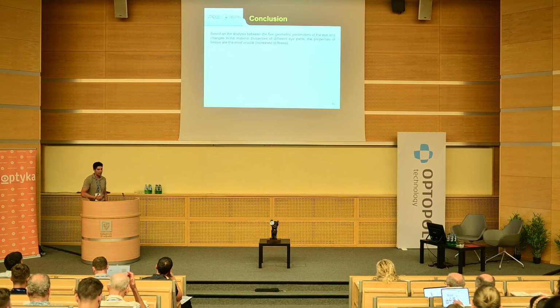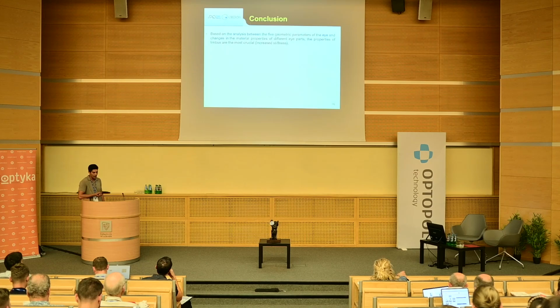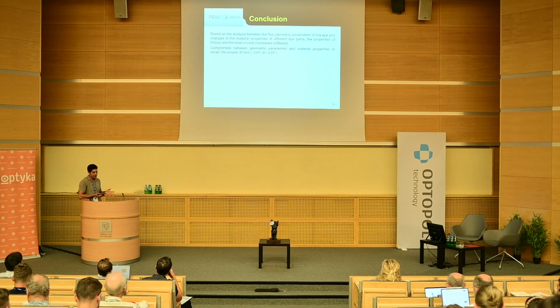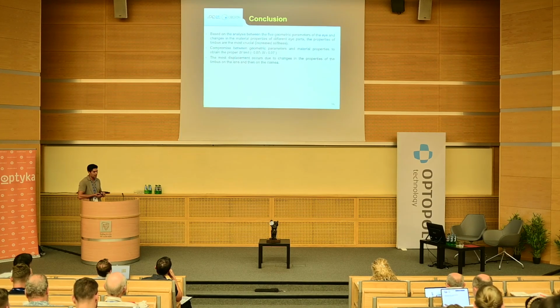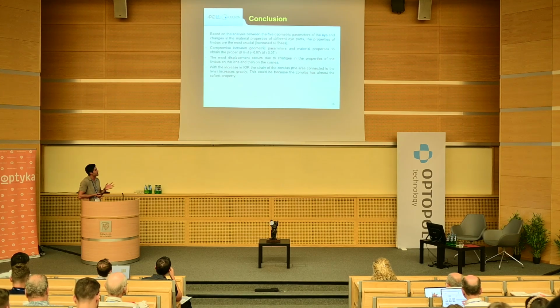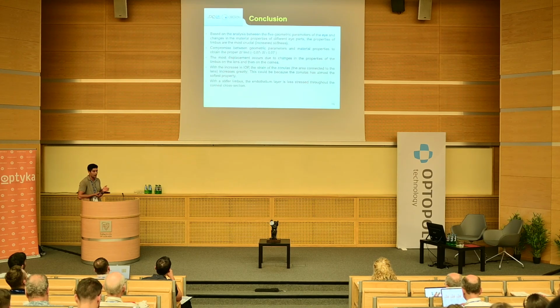And to conclude, based on the analysis between the 5 geometrical parameters of the eye and change in the material properties of different eye parts, the properties of the limbus are the most crucial. A compromise between geometrical parameters and material properties is needed to obtain the focus limit between plus and minus 0.007. The most displacement occurs due to the change in the properties of limbus on the lens and then on the cornea. With the increase in IOP, the strain of the zonulus, the area connected to the lens, increased greatly. This could be because the zonulus has almost the softest property. And with the stiffer limbus, the endothelium layer is less stressed through the corneal cross-section.